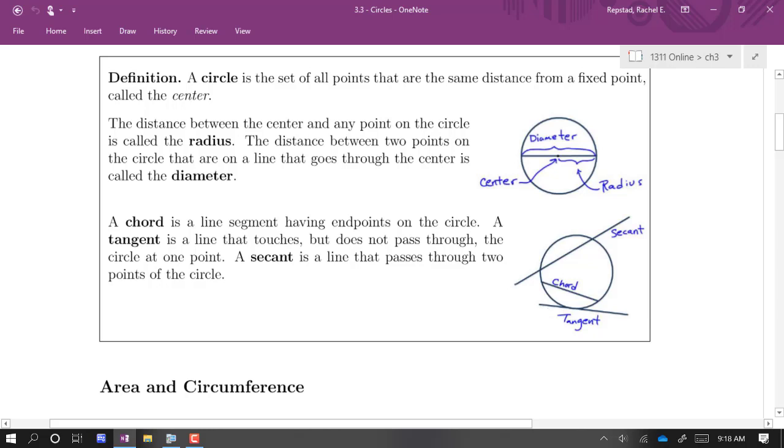If I draw a line that passes all the way through the circle at 2 points, we call that a secant line, or just a secant. And a chord is kind of like a secant line, but it doesn't extend beyond the circle itself, right? So it just sort of stops, right? If I extended the chord longer, it would become a secant.